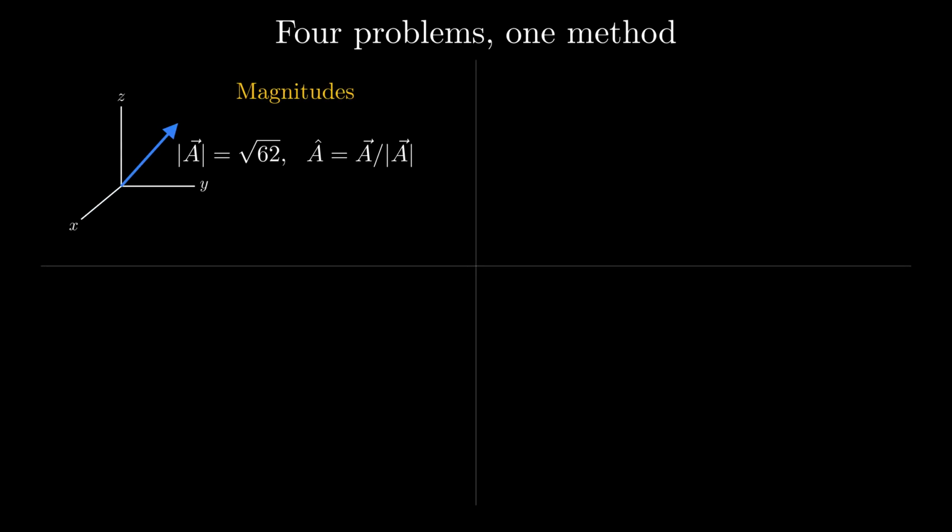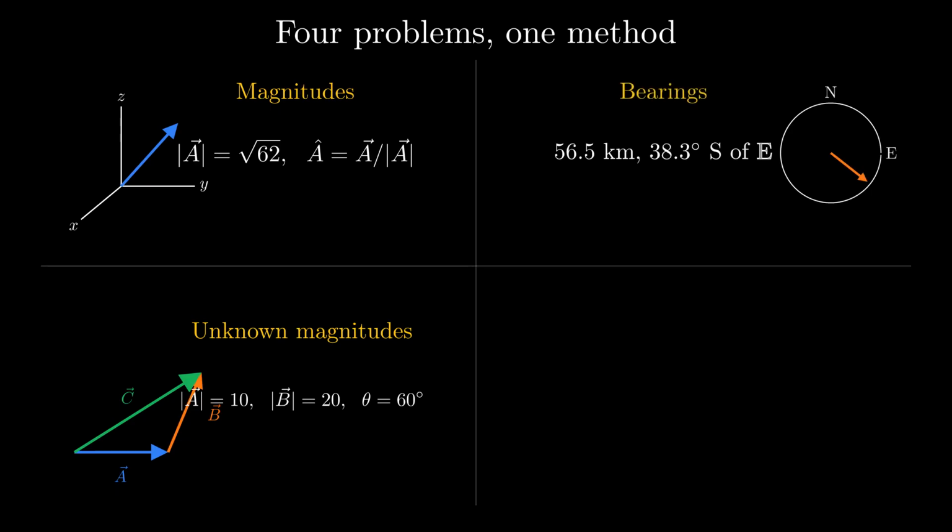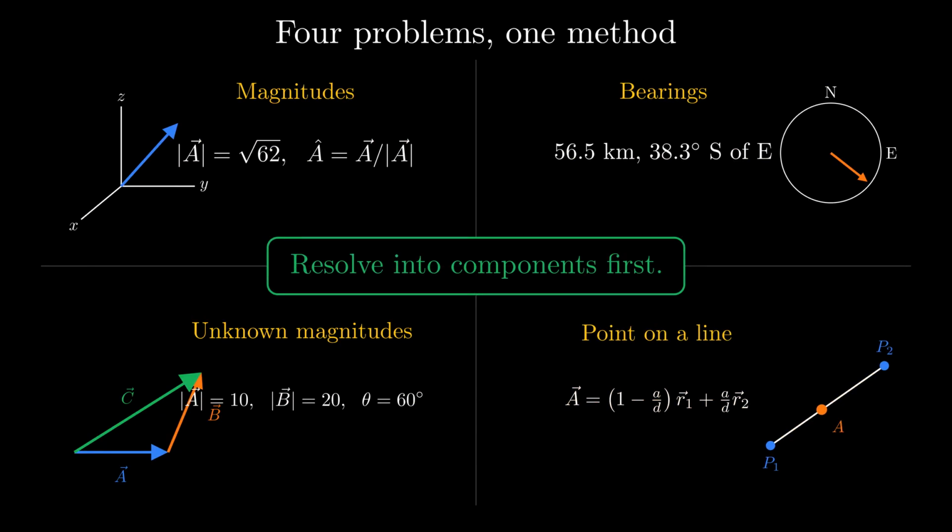For problems, one method. Components turn vector geometry into arithmetic. Magnitudes come from squaring and adding. Sums and differences work component by component. Compass bearings become angles from the positive x-axis. Relative positions are differences of position vectors. Distance from the magnitude. Heading from the inverse tangent. Whatever the setup, 3 dimensions, rescue navigation, unknown magnitudes or points on a line, resolve into components first, and the rest is algebra.